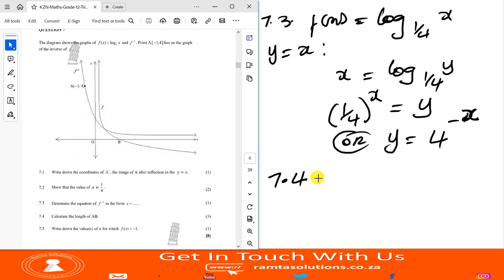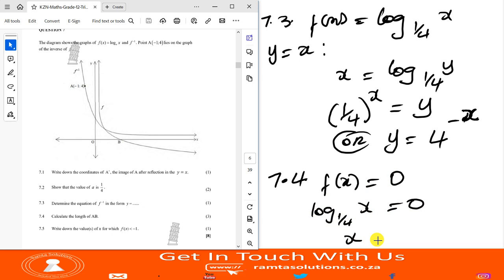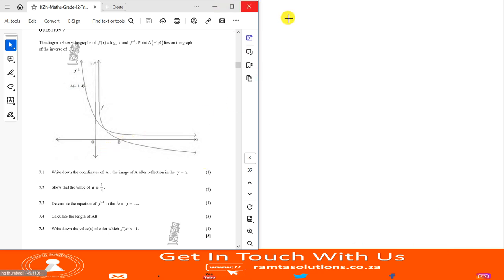If you do not know, you then say, what is f of x equals 0? You will say log x base 1 over 4 equals 0. So x equals 1 over 4 to the power 0. What is this? It's 1, right? Therefore, this means B is 1 and 0. You guys see that? Okay, cool.